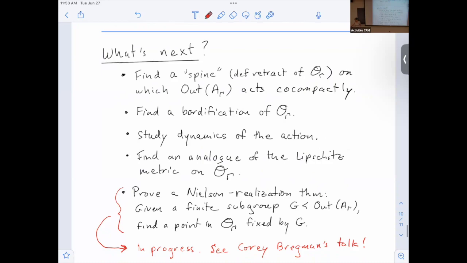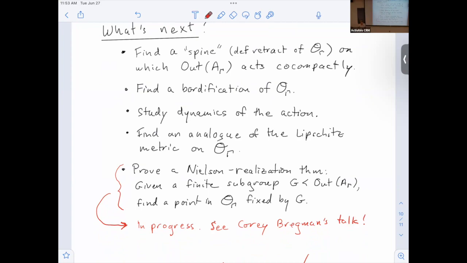The last one is the one we are working on, and Corey's going to tell you about it in tomorrow's talk, which is Nielsen realization. The Nielsen realization theorem, originally for surfaces, says that if you have a finite subgroup of the mapping class group, then it actually fixes a point in Teichmuller space. In other words, there's a hyperbolic metric you can put on your surface which is preserved by the action of this finite group.